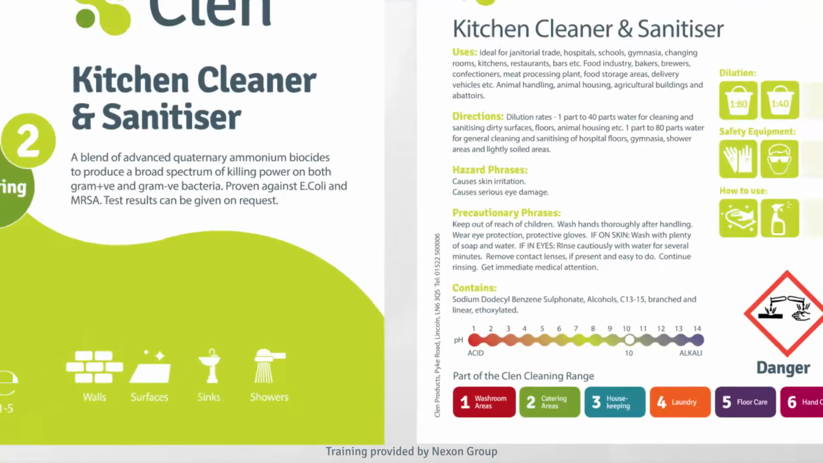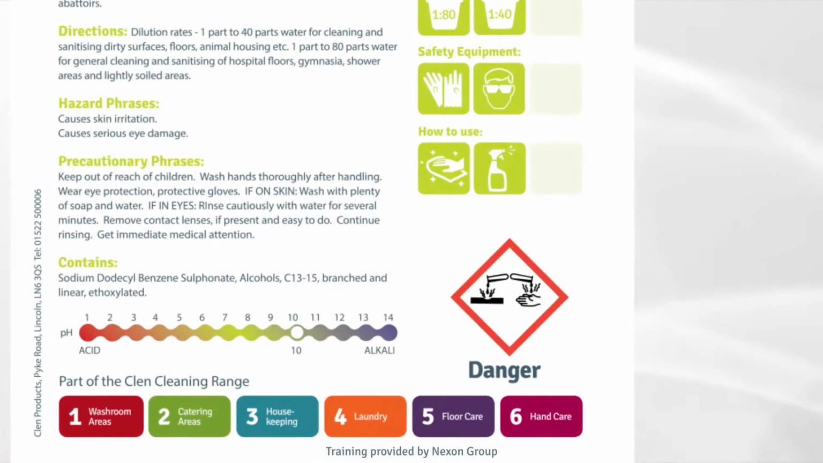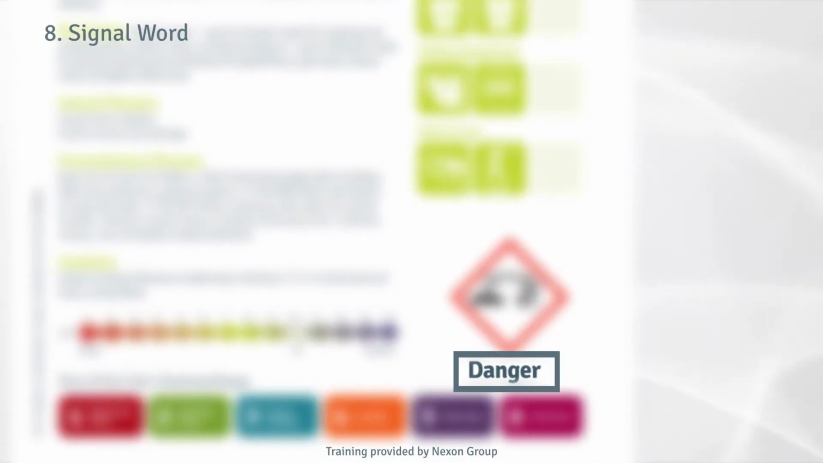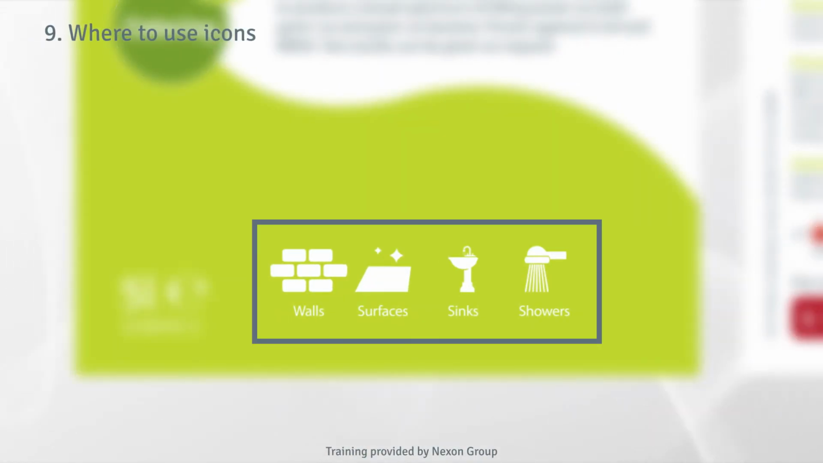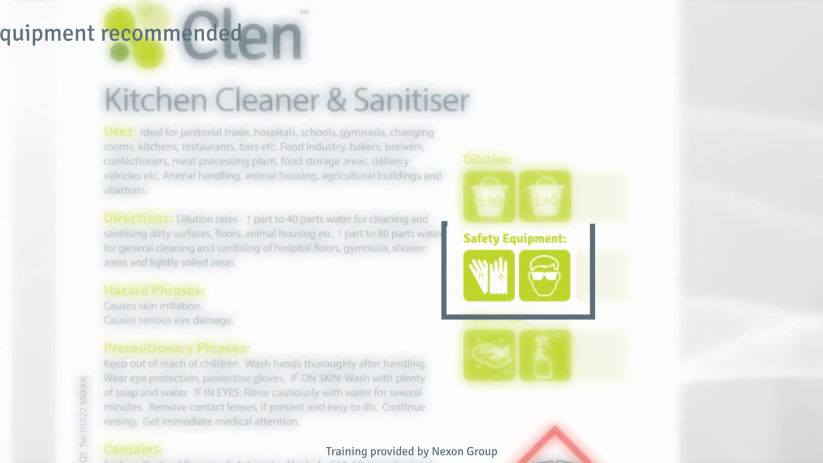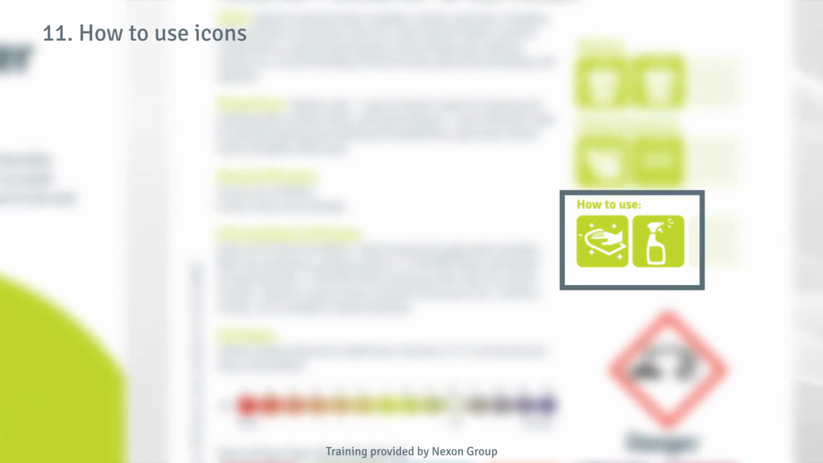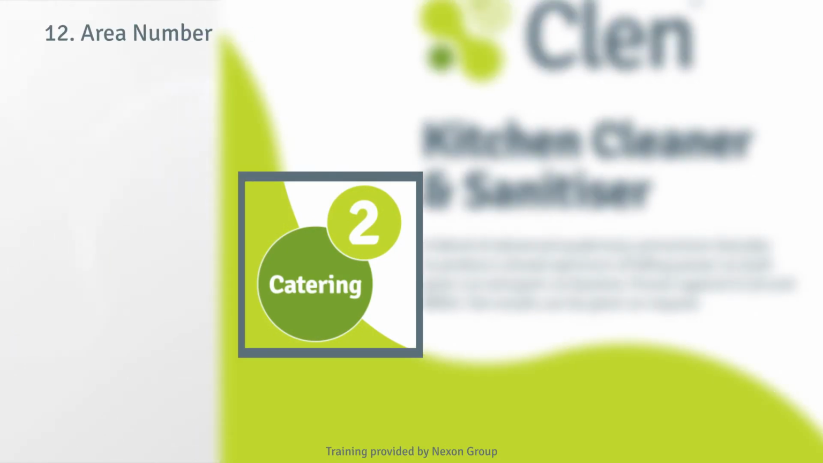Here we show the supplier name and contact details. Here we show the pictogram, if applicable. Here we show the signal word. The signal word represents the severity of the hazard: danger for the more serious hazards and warning for less hazardous products. On the CLP product labels, you will always find the where to use icons to quickly identify correct usage areas for the product. Here we show the recommended safety equipment. Here we show how to use icons. Here we show the area number under the CLP color coding system.